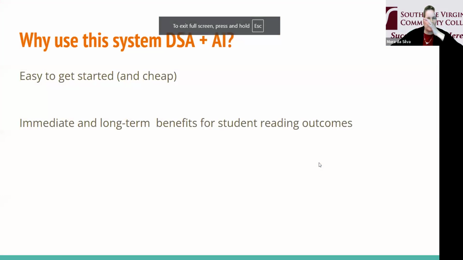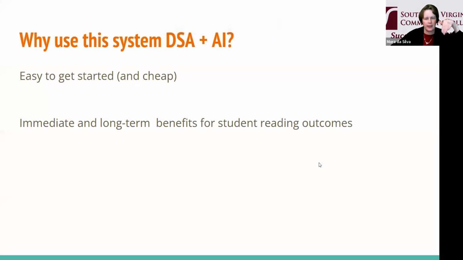All right, so why use this system of the developmental spelling assessment analysis? DSA is developmental spelling analysis plus artificial intelligence. Well, it's easy to get started and cheap, and you get immediate and long-term benefits for student reading outcomes. How can you do that? I just want to repeat what I said. If you have a large group that's all multi-level, you can do the locator, split them into groups, give them the 25 words at the stage you think they are, and then you can start to see, well, what are some of the similarities?